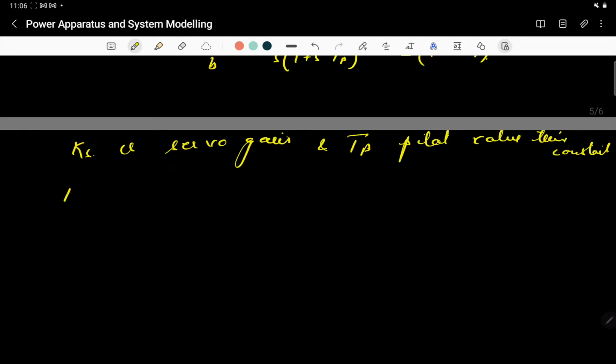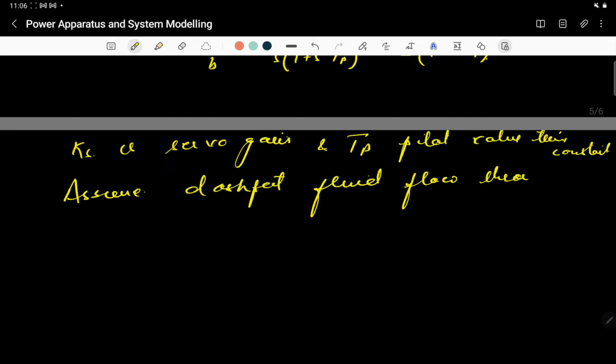So we assume that, refer to the figure, you must have seen that, assuming that the dashpot fluid flow through the needle valve is proportional to dashpot pressure.